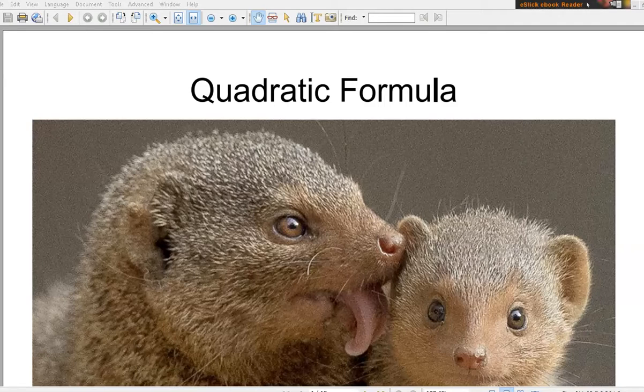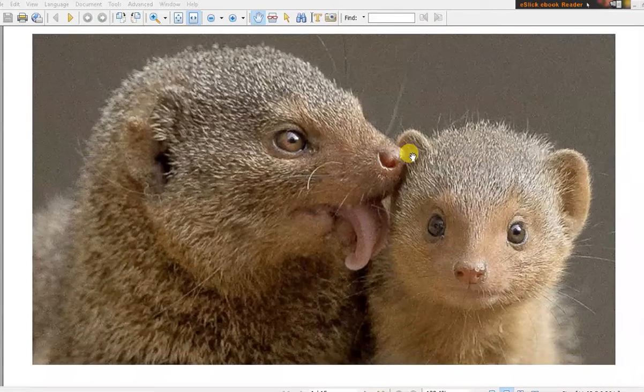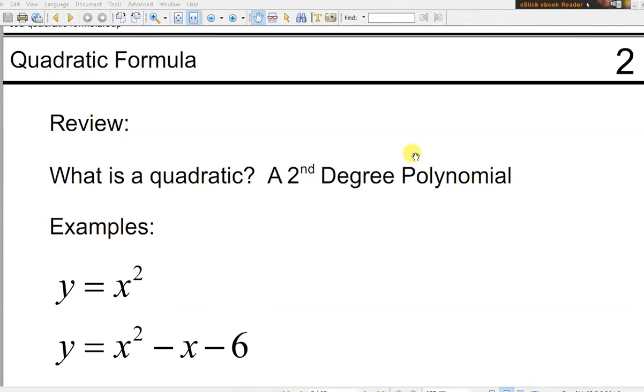Hey, this is Mr. Barr, and this is the quadratic formula lesson. This is going to be a big one. This is one of the bigger topics in algebra. So the quadratic formula. So we're going to do some review first.